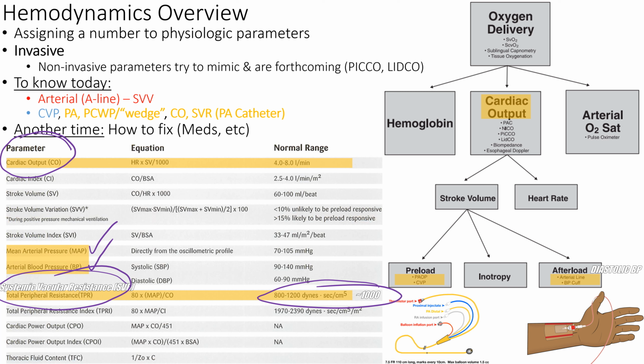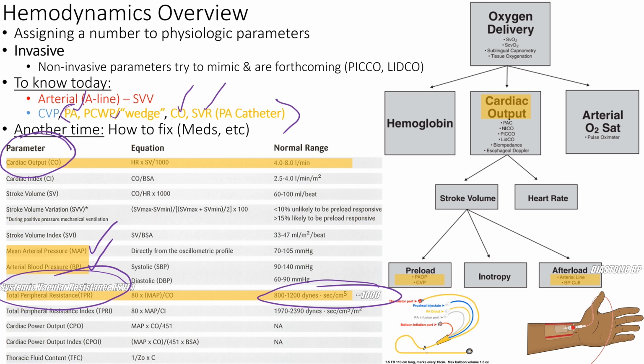Or PA catheters. That's what's going to tell you classically what our SVR is and classically what our cardiac output is, right? So in yellow here, these are things you can get from a PA catheter. You can get your PA pressure, your pulmonary capillary wedge pressure, your cardiac output, and your SVR, and a few other things too.